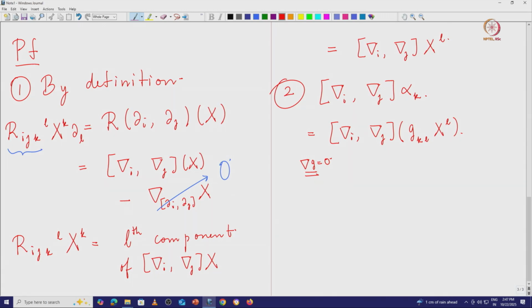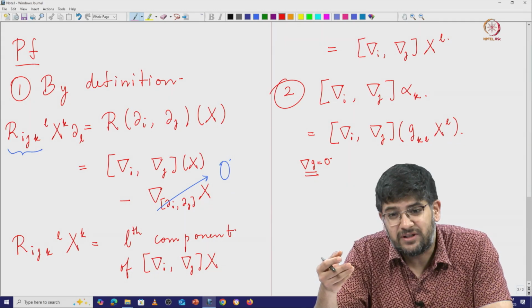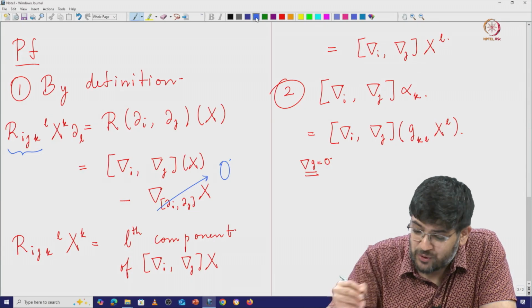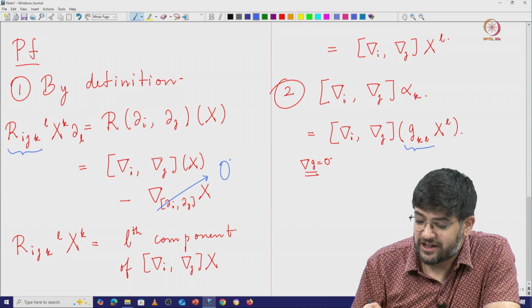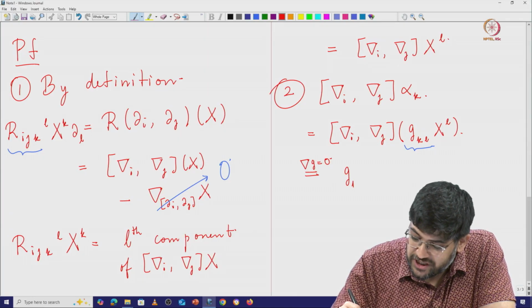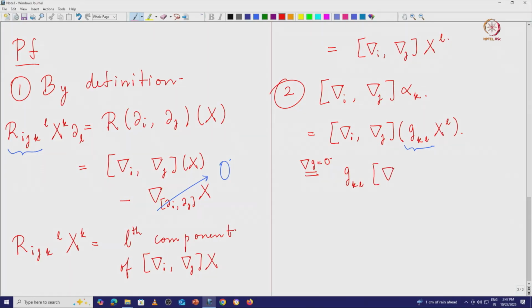Now, because the covariant derivative of the Riemannian metric is 0, as I had explained a couple of lectures back, this is equivalent to the metric compatibility of our Levi-Civita connection. One can factor these metric components out of the commutator. So this is just going to be g_kl times this, but by the first part, that is R_ijm^l times X^m.